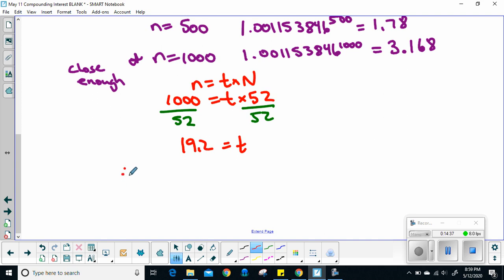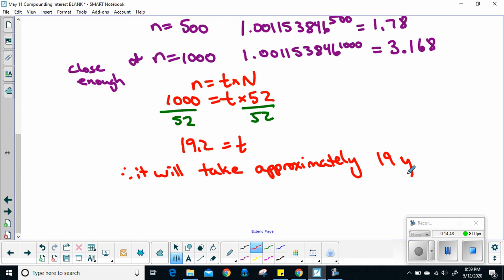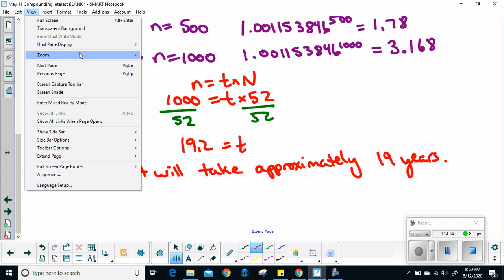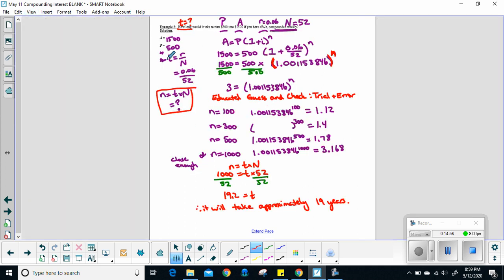19.2. Therefore, it will take approximately 19 years. Because that was a little bit bigger, right? So let's just say 19 years and we got it. Right? Perfect. So there we go.